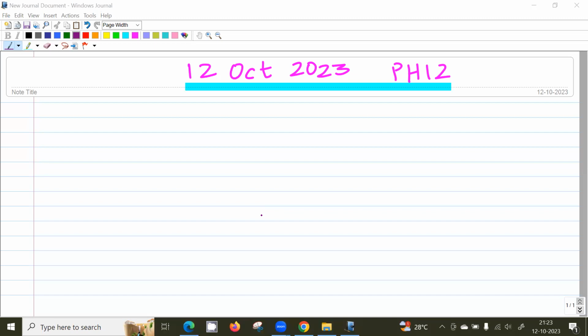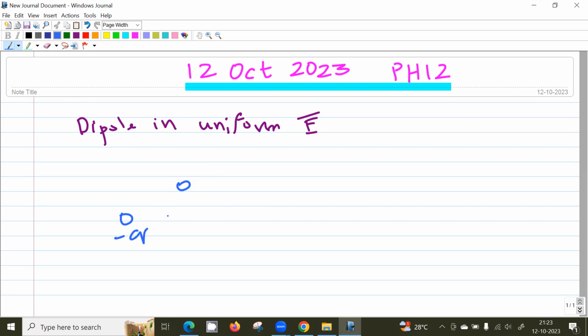Okay, the first thing I want to discuss is dipole in a uniform external electric field. Dipole is nothing but two small, opposite charges, minus q and plus q, separated by a small distance. And there's the electric field E towards right.